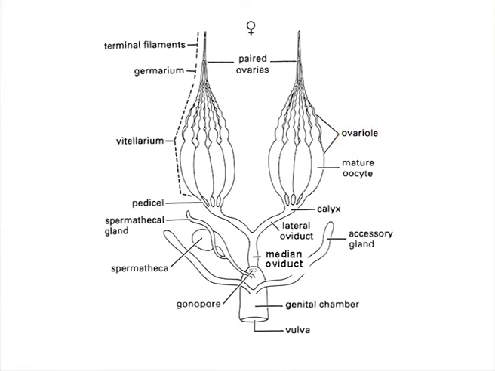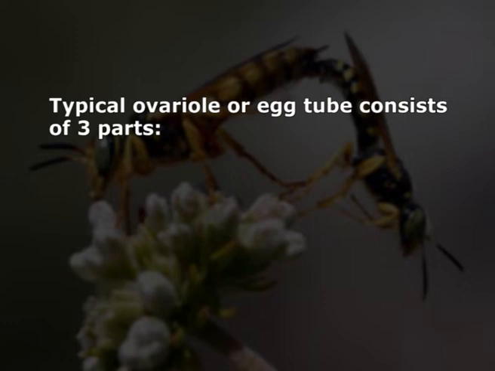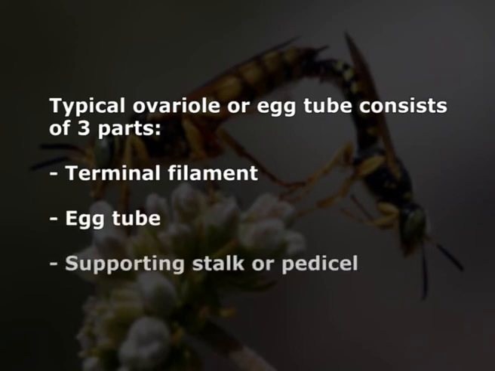Each ovary in insects consists of a group of tapering units called ovarioles. The number of ovarioles in an ovary varies greatly in different insects, usually 4 to 8. In Isoptera, more than 2000. A typical ovariole or egg tube consists of 3 parts, namely the terminal filament, egg tube, and supporting stalk or pedicel.